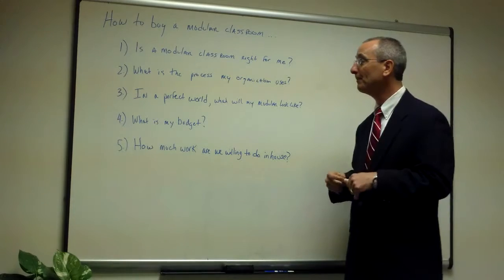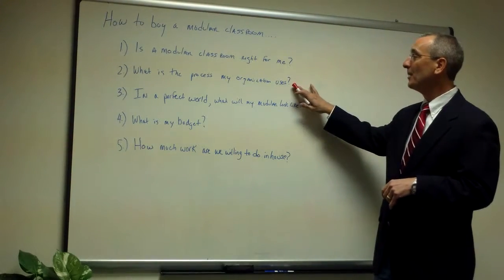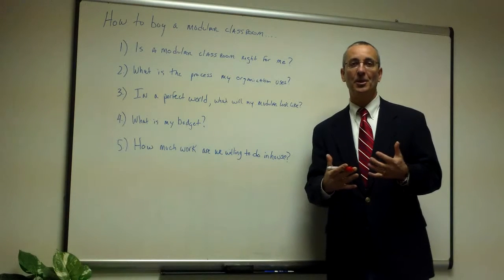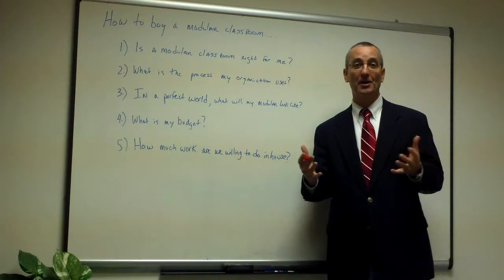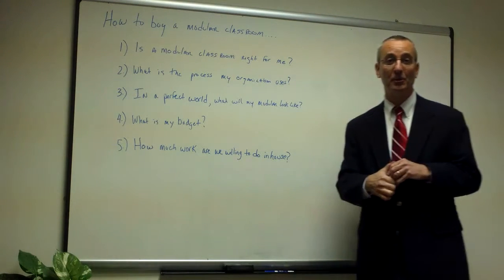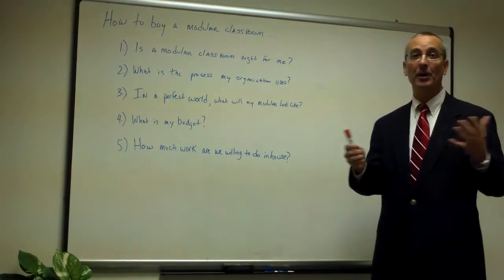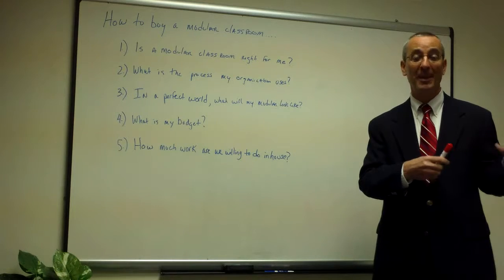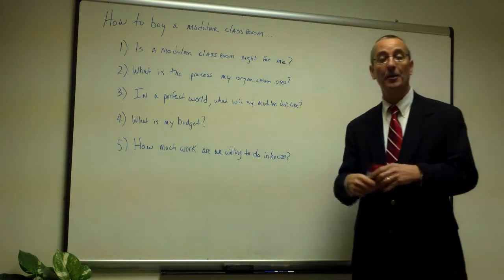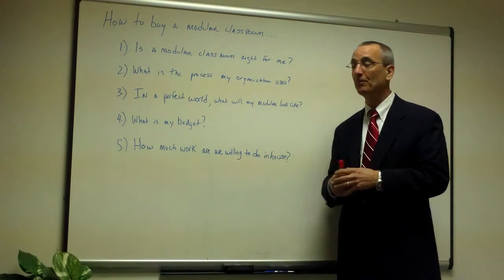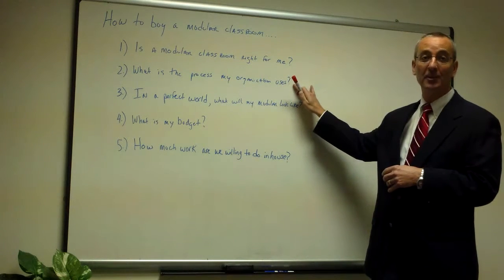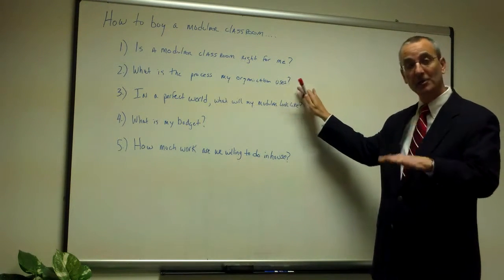The second step in the process is to determine how your organization purchases a product such as a modular classroom. As an example, a public school will use a different process mandated by law than a private religious school. It's important to understand your own internal process because that will drive a lot of the decision making as you go through this process.